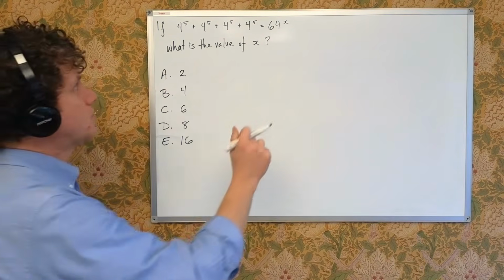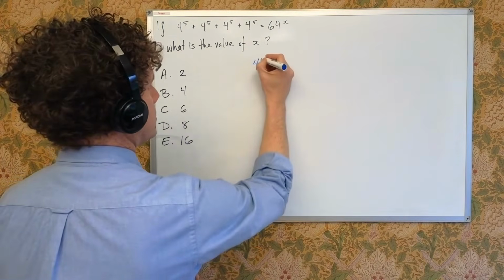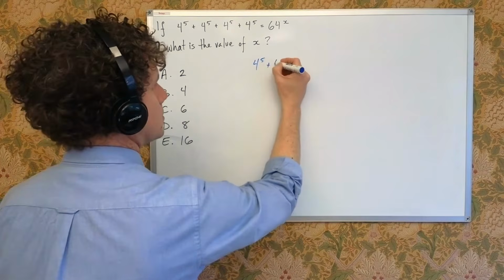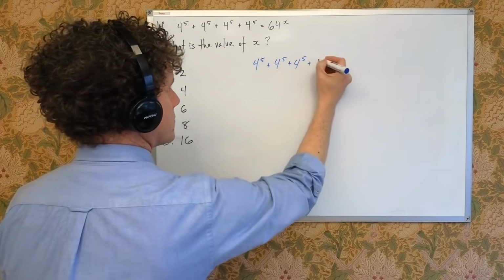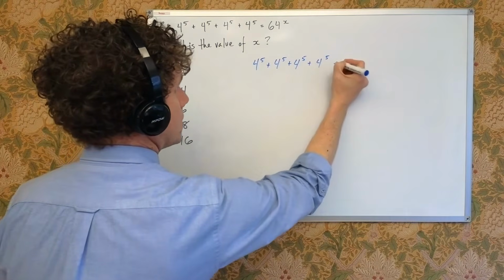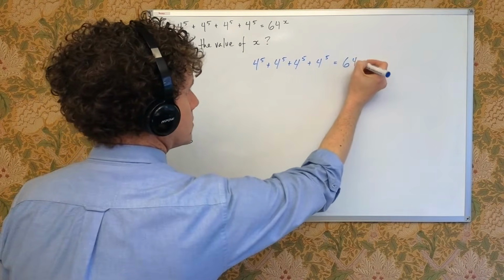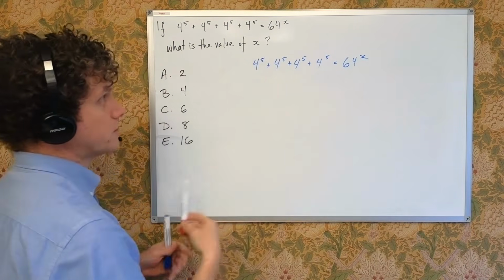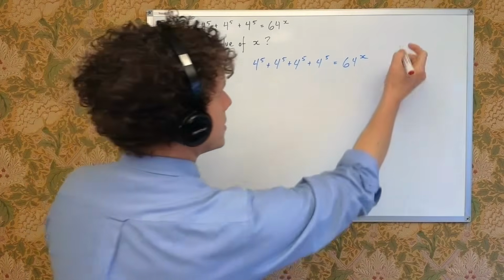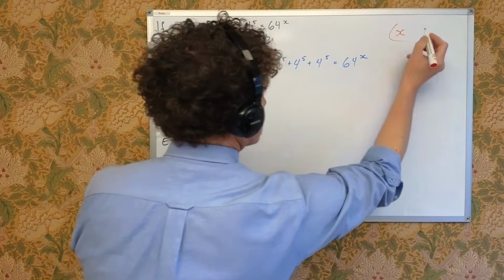So I'm going to start by copying it down nice and carefully. 4 to the 5th plus 4 to the 5th plus 4 to the 5th plus 4 to the 5th equals 64 to some x power. And not a whole lot to say here, but what they want from me is the value of x. Okay.